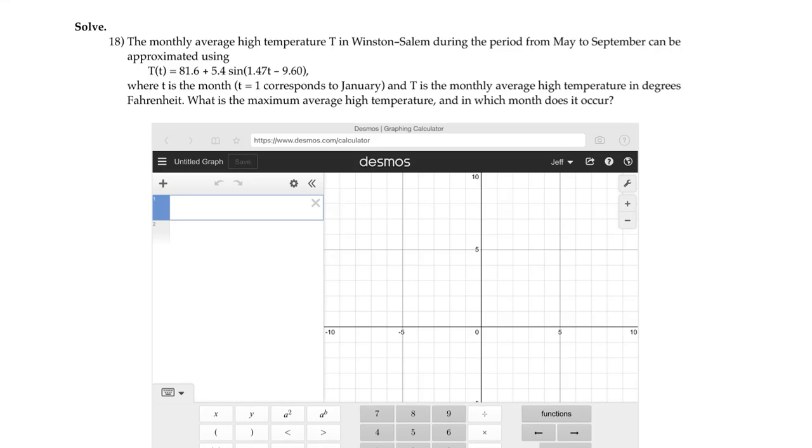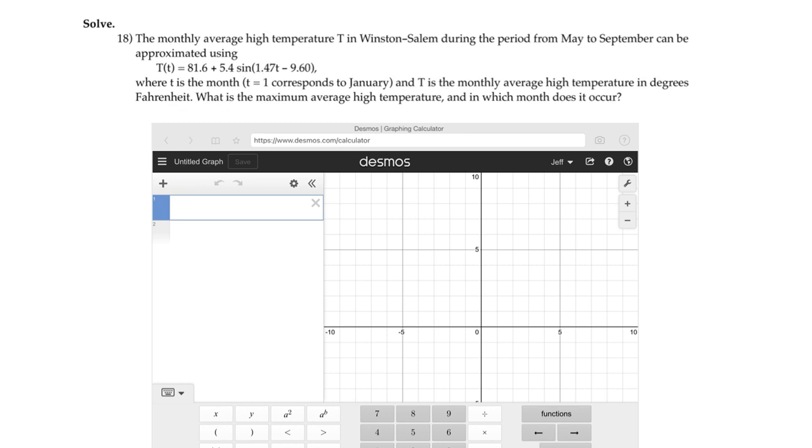Okay, here's a couple of questions where we have to read a sine function and determine transformations or information about the graph. Here they're looking for high temperatures, according to that function. They ask what the maximum high temperature would be and what month it occurs. They say you have to look just from May to September. May is the 5th month, so I'd be looking for x values between 5 and September, the 9th month.